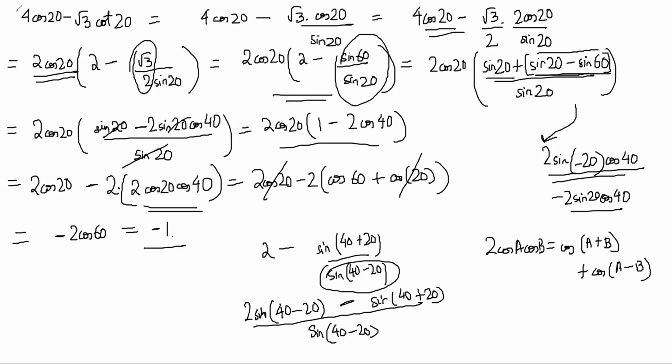So let's try part B. Part B is: find out the value of 2 cos 40 minus cos 20 by sin 20. Again here, now that we have done this, this is a very similar type of question. So again, the same idea we'll try to use.